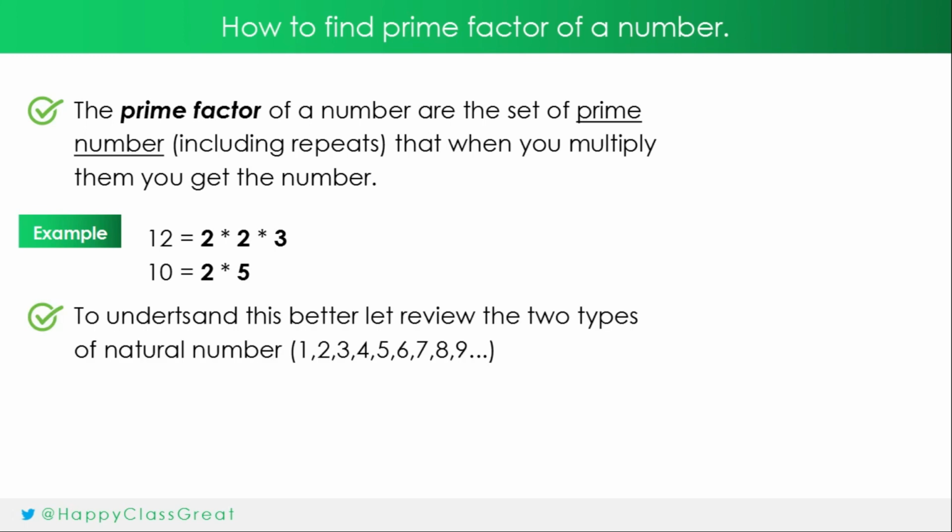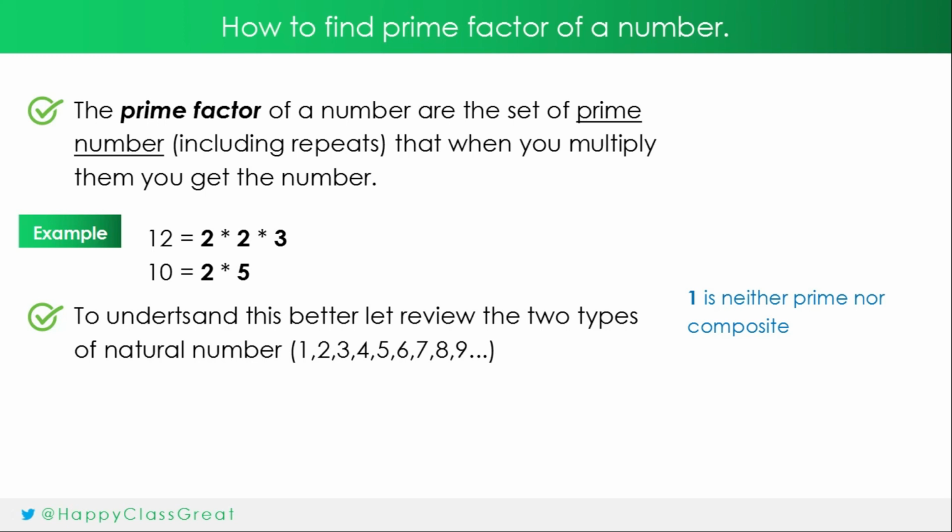To understand this better, let's review the two types of natural numbers. If you want to understand what a prime number is, let's first understand what a natural number is. A natural number is just a counting number from 1 up to whichever number you stop at, to millions, trillions, and beyond. Keep in mind that 1 is neither a prime number nor a composite number.